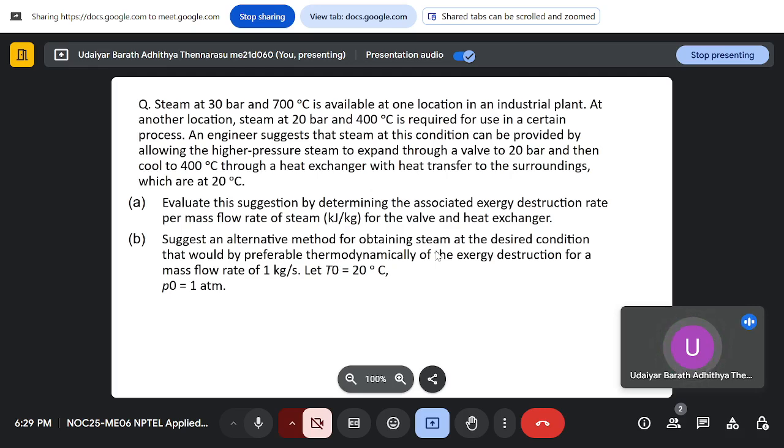So my ambient is at 20 degrees Celsius. So doing this process, you are getting to 20 bar and 400 degrees Celsius. So what we have been asked is to evaluate this suggestion by determining the associated exergy destruction rate per mass flow rate of steam. So what is the exergy destruction for this process, and suggest an alternate method for obtaining steam at the desired condition that would be preferable thermodynamically, for a mass flow rate of 1 kg per second.